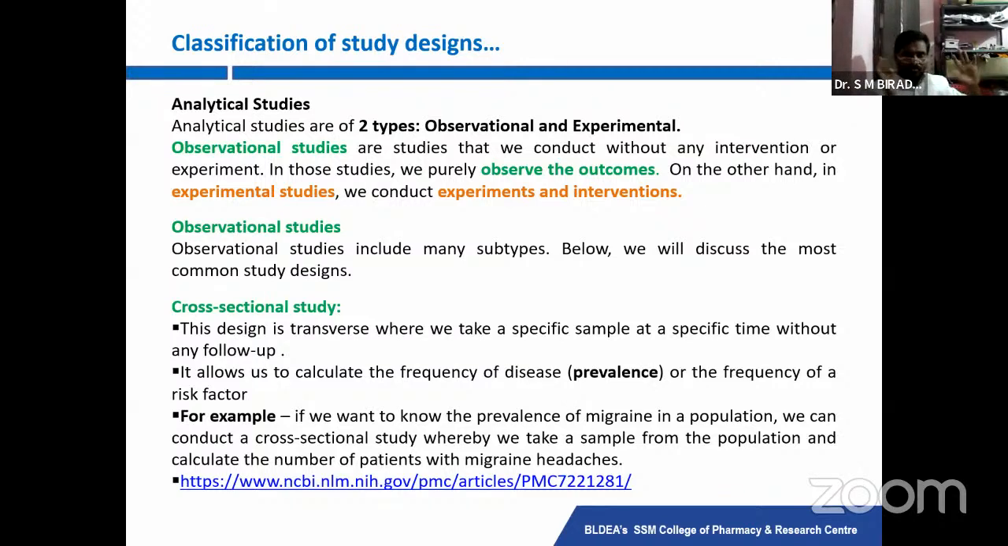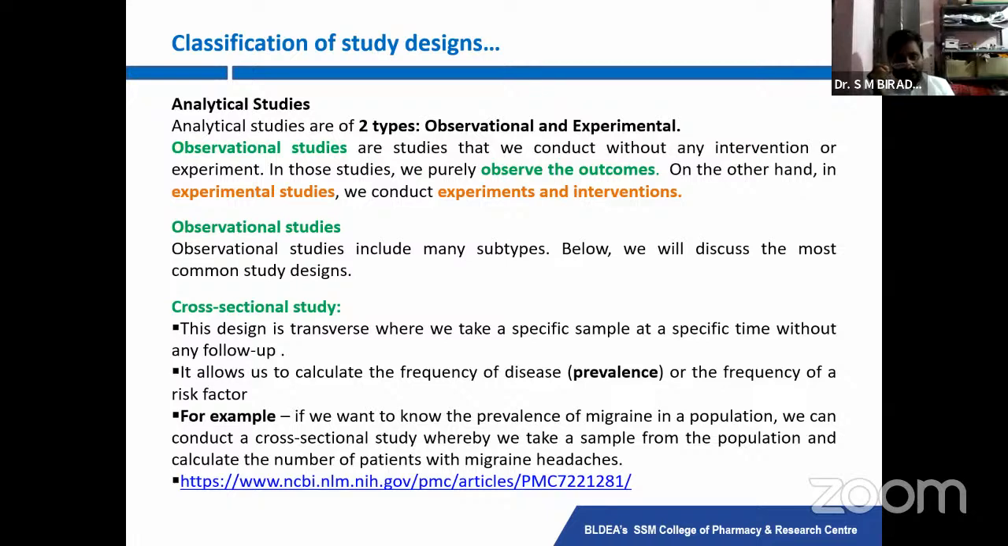Randomly, we don't know whether they have it or not, but suddenly you collect 100 people and you ask them, do you smoke regularly? If they say yes, you collect them into your study and see what the outcome is. If most of the people are suffering from COPD, you can correlate that smoking may induce asthma or COPD. So this is the cross-sectional study. One example we have given here.